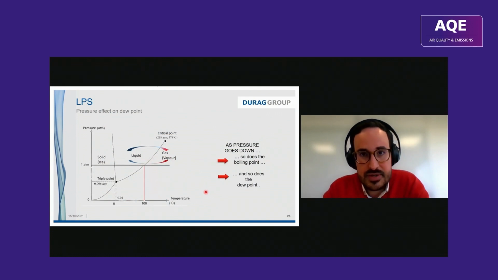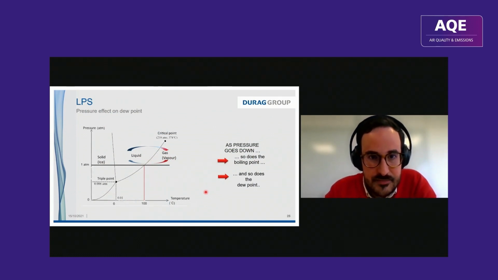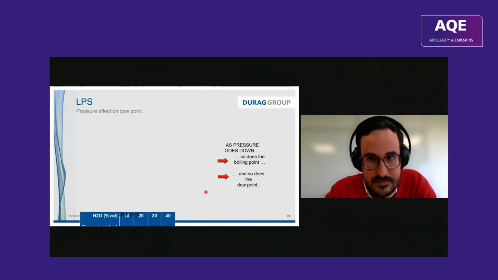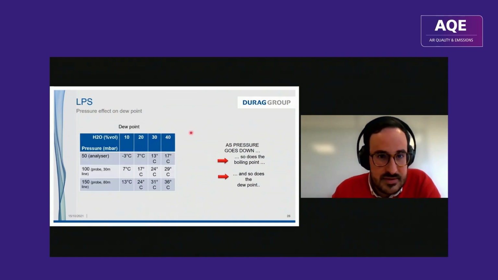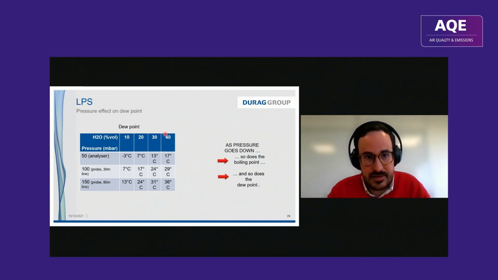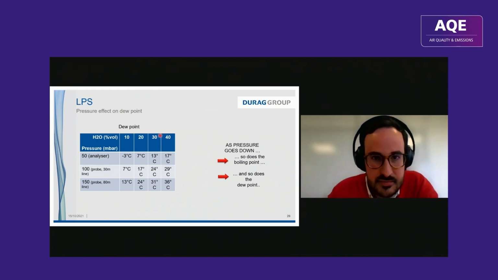The second advantage of low pressure sampling is that when you reduce the pressure, you also reduce the dew point. Here we have a table with dew points, with different concentrations of water, 10 to 40% by volume, and different pressures. So imagine we are in an incineration configuration, where we have around 30% volumic water. At the analyzer, we will apply around 50 millibar absolute pressure. Then our dew point will be at 13 degrees.